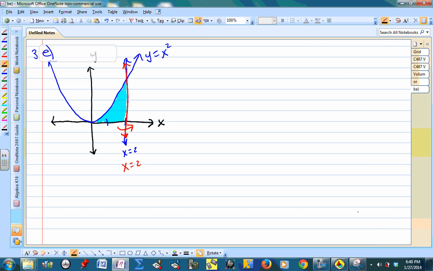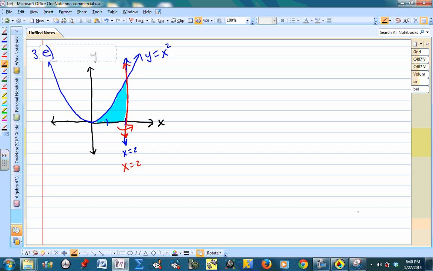Okay, problem number 3, example E. We've drawn the diagram on scratch paper so we can write a little larger and have a little more room to work. This time they told us that we're dealing with the same area, the same region as before, but the axis of revolution now is a vertical line x equals 2.